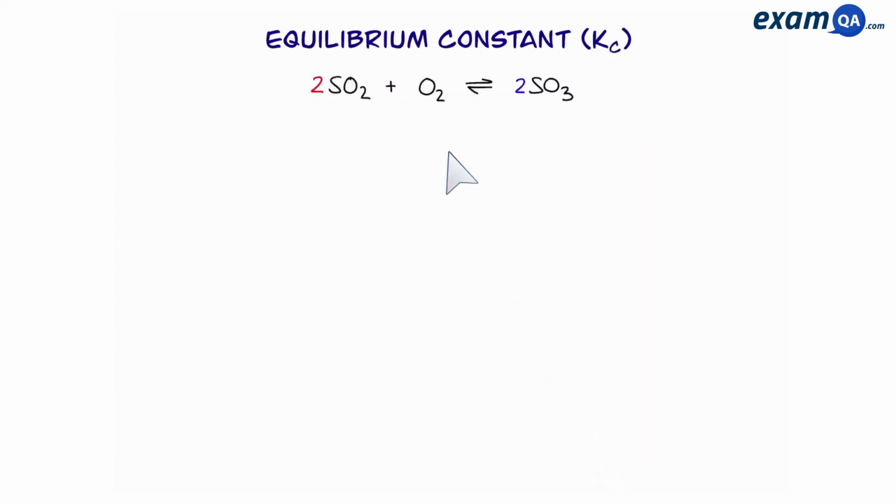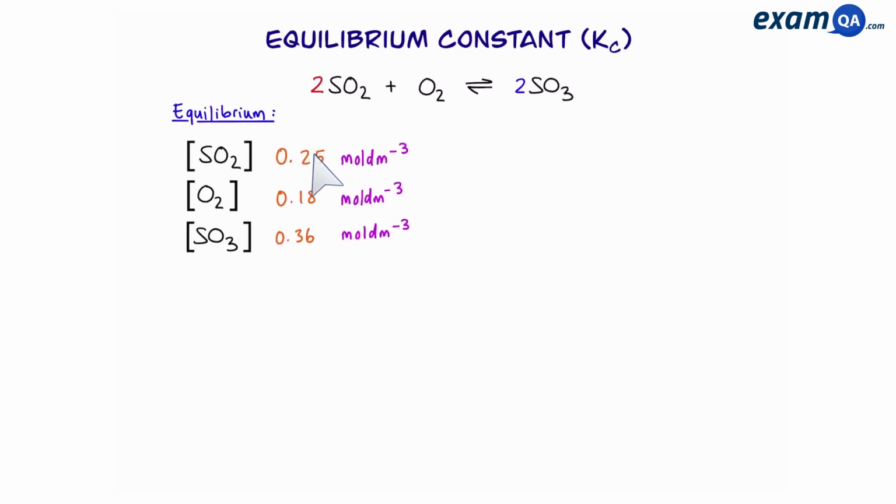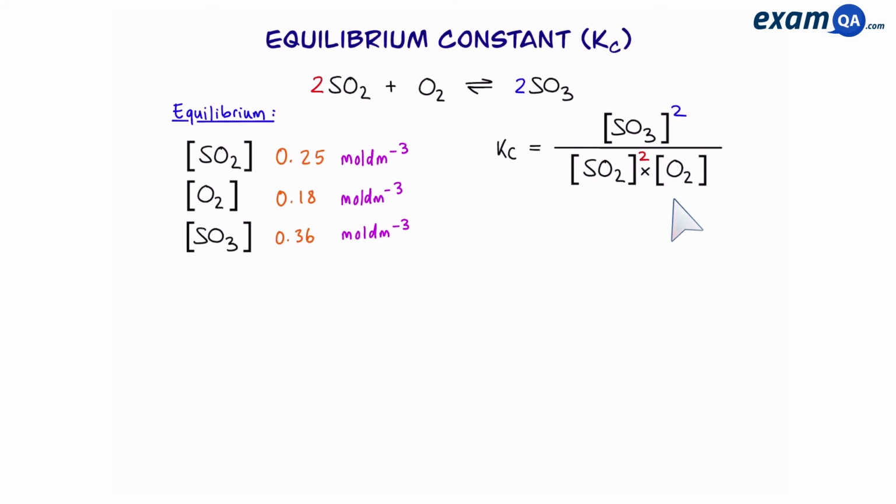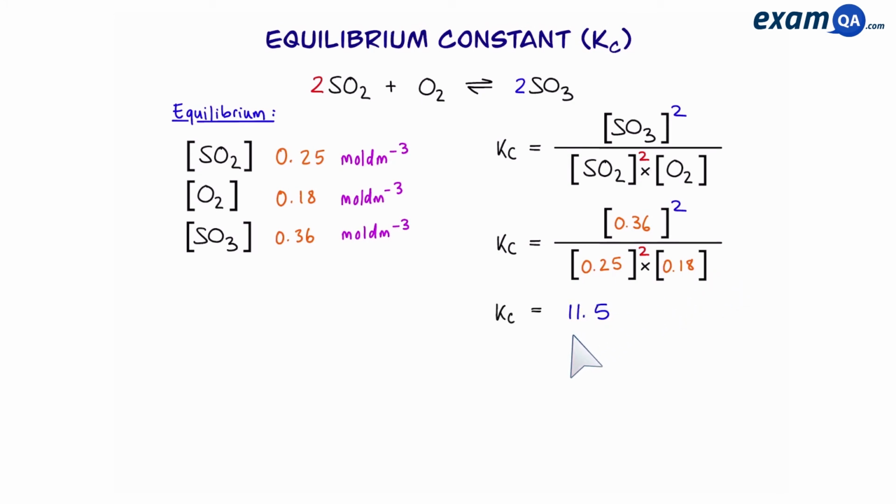Let's try another question. So here we have a reaction and they've already given us the equilibrium concentrations. That means we don't need to do the ICE table. What is the value for Kc in this reaction? So the first step is to make our Kc expression. Products on top, reactants on bottom, and don't forget the powers. Then we can simply use the information they've given us and plug it into our equation. And that should give us a value of 11.5. So this reaction has a position of equilibrium towards the right.